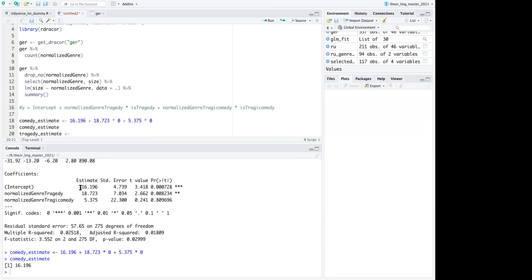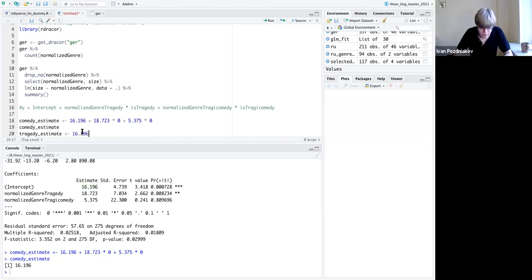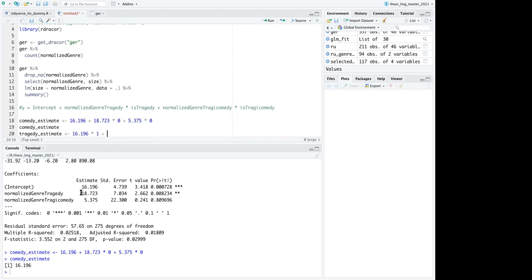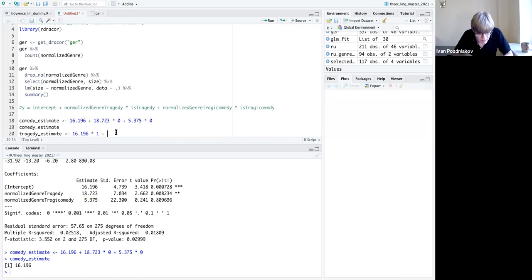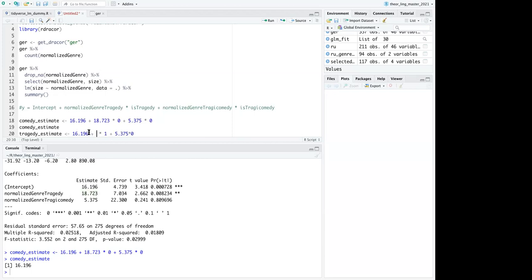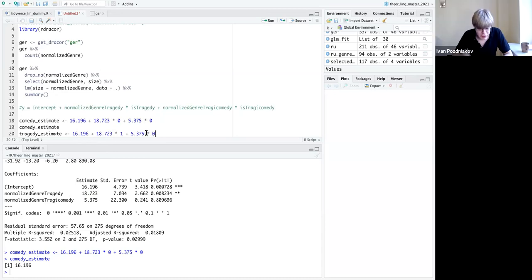Followed by 18 times one. Yep, 5.3 times zero. Plus what, sorry? Five times zero, the value five. Yeah, but it's for tragicomedy, and this one also. Right, one. So the only difference from tragedy is that for tragedies, the variable is tragedy, zero or one. For tragedies, it's one. So instead of zero, we have one here.